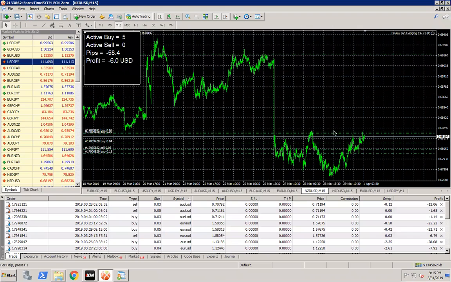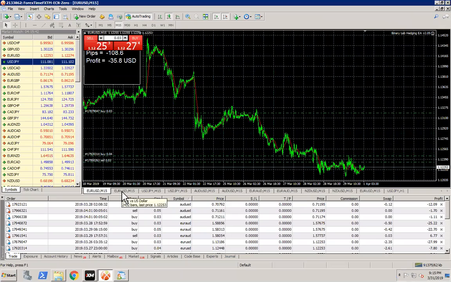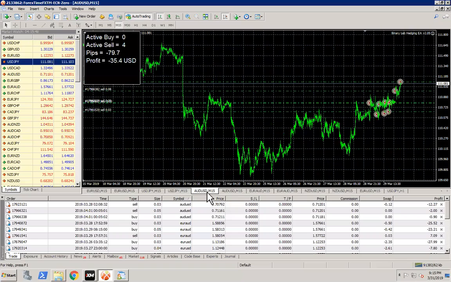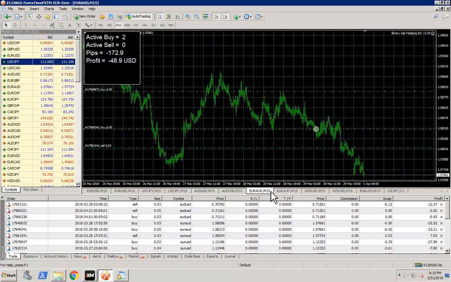And over here, this is what my FireYourBossV2 looks like. It's also called the Binary Lab Hedging EA version 2.05. There are many versions before this, and this is the latest version. What's good about this version is that it has one third of the floating risk of my previous ones. I'll explain a little bit more about the hedge later on. And what's good about the way I've made it is I can very easily keep track of how much each of these pairs are making. Obviously, some are making, some are losing.